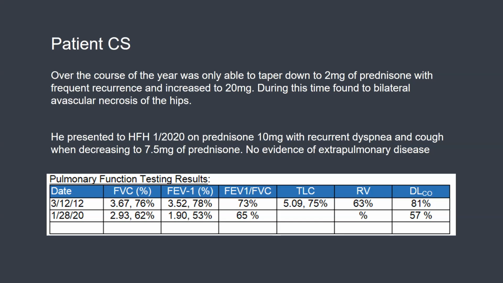This is when he first went to the outside pulmonologist. He had a mild restrictive pattern of disease. And then when we had seen him, he had a moderately severe obstruction and also had a diffusion impairment at this time. So he definitely had progression of disease, not surprising with his CAT scan.